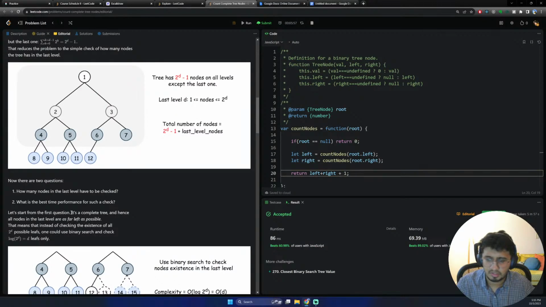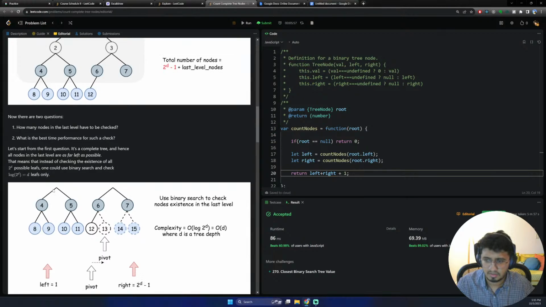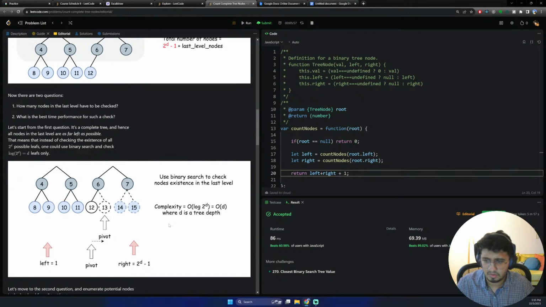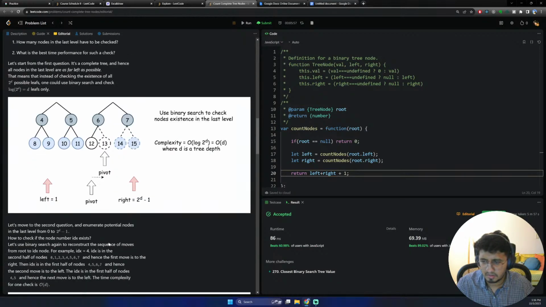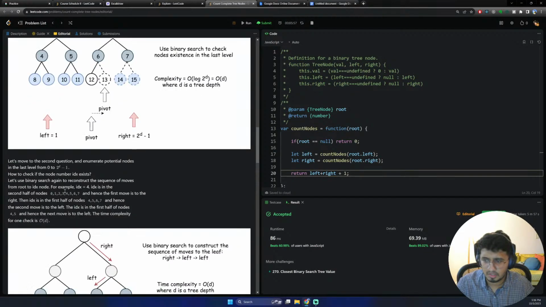Let's start from the first question. It's a complete tree and hence all nodes in the last level are as far left as possible. That means that instead of checking the existence of 2 raised to d possible leaves, one could use binary search and check only log of 2 raised to d, which is equal to d leaves. Okay, how? Pivot. Let's move to the second question and enumerate potential nodes in the last level.